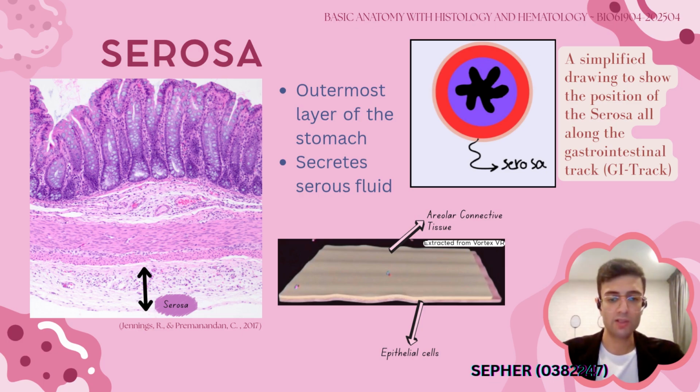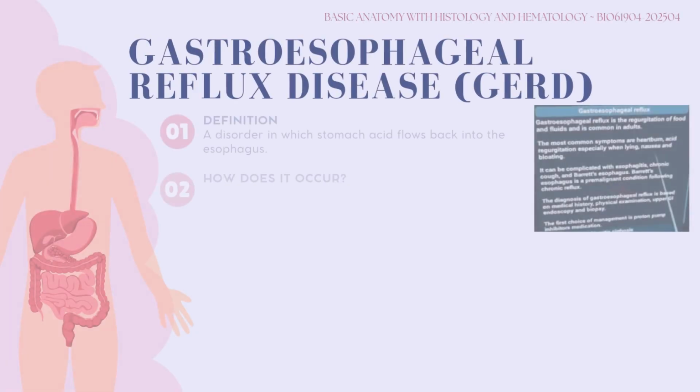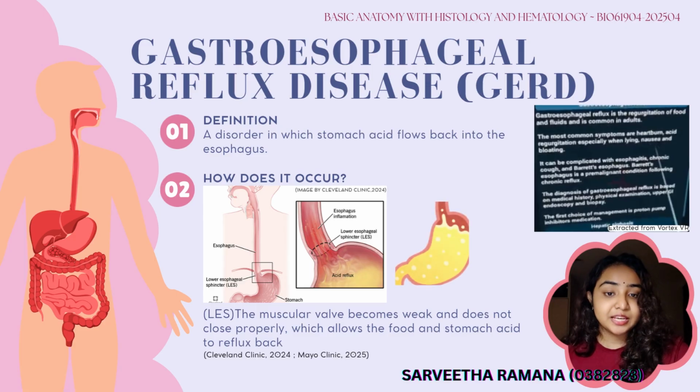This layer also secretes a fluid known as serous fluid, which is important in preventing the sticking of the stomach to nearby organs and tissues such as the intestine, abdominal wall, and the liver. So in short, this layer is really important in providing protection and covering for the stomach, as well as giving it freedom to move and expand without irritating and damaging nearby tissues and organs.